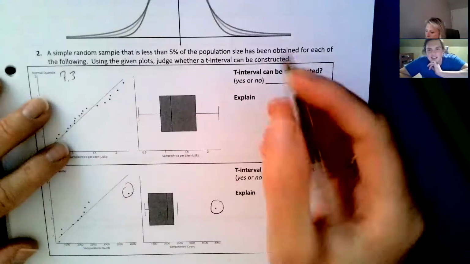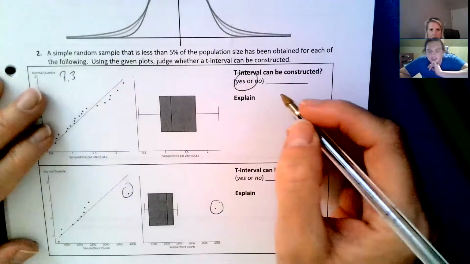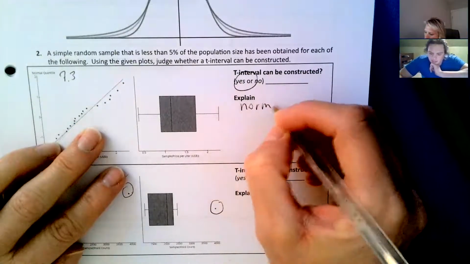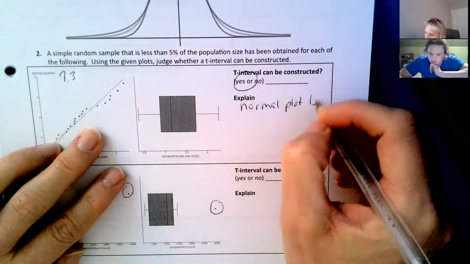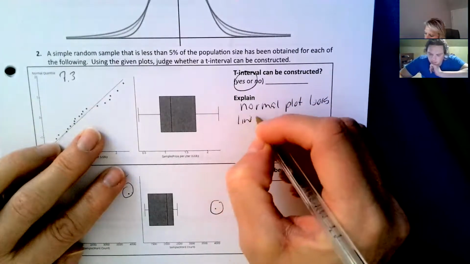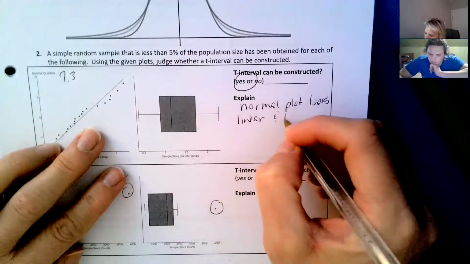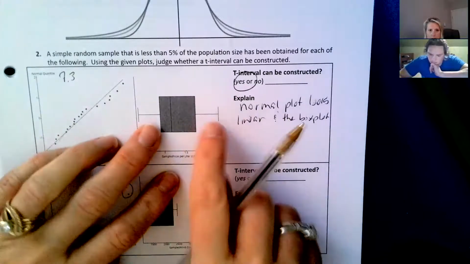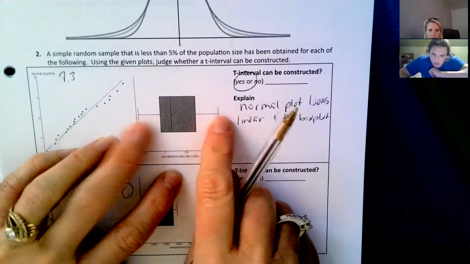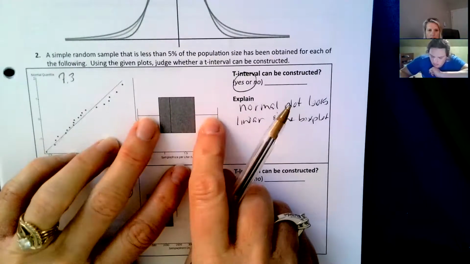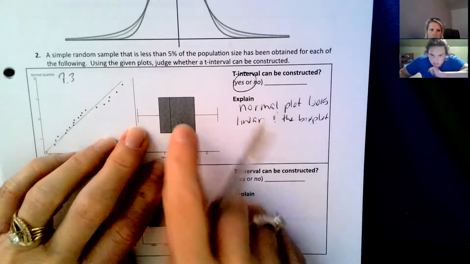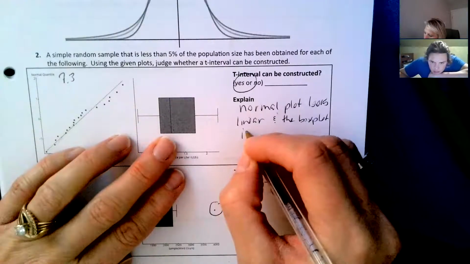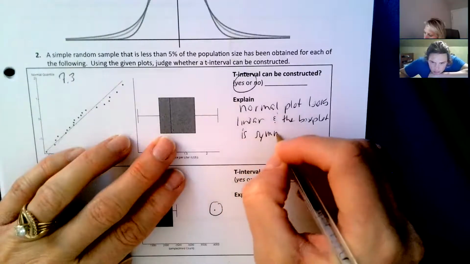Okay, so the first one, I would say, yes, we can use that T interval because the normal plot looks linear. And the box plot is fairly symmetric, right? You can see that the limbs out here are good on the box plot, and the midpoint is fairly in the center with the median. So the box plot is symmetric.